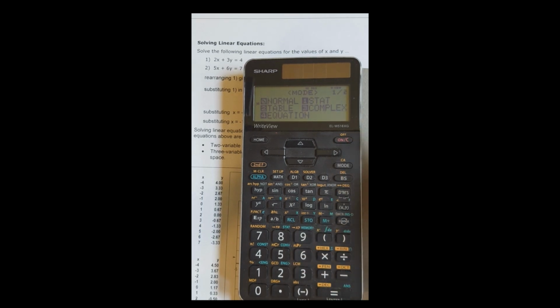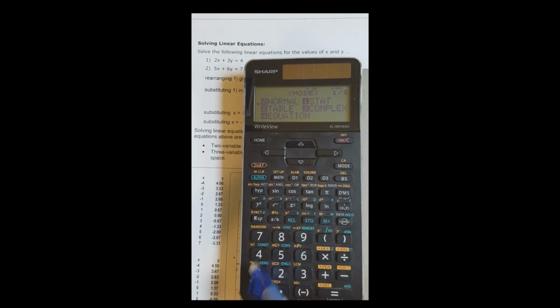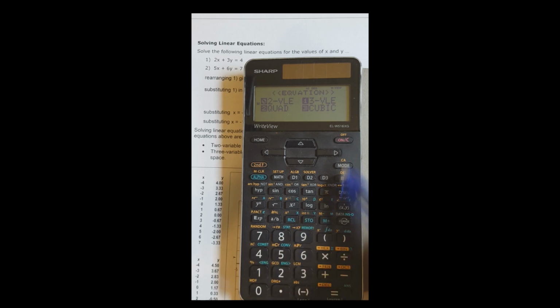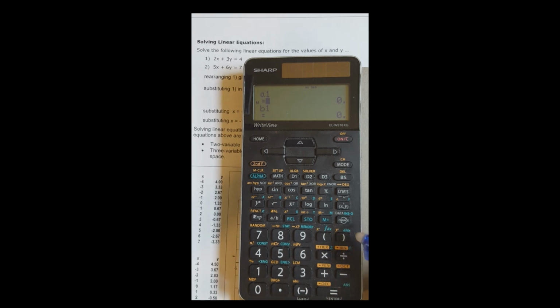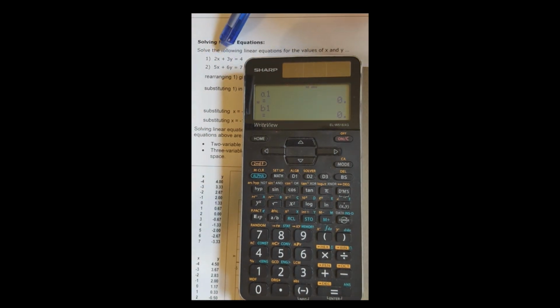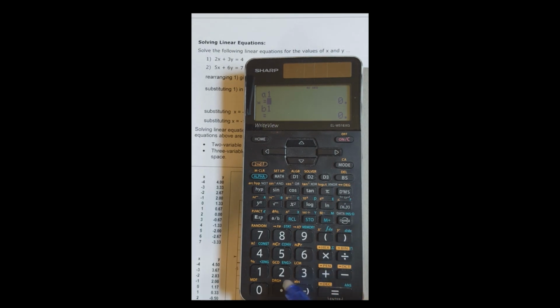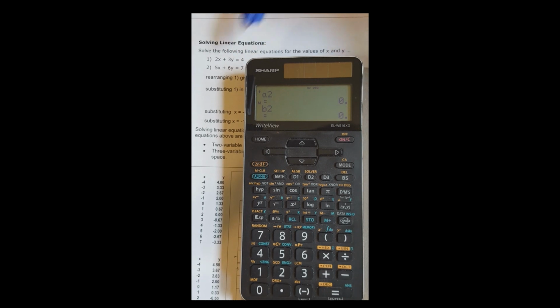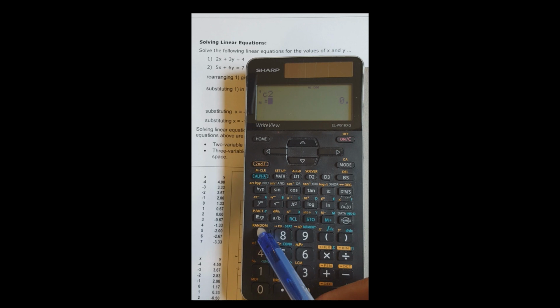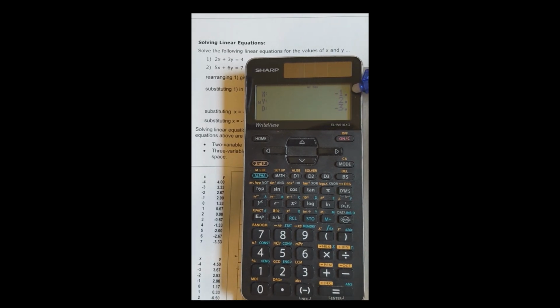We choose mode. 4 is equation. 0 is 2VLE. A1 is the coefficient of x, that'll be 2, equals, then 3, coefficient of y, then 4. So it's simply number equals, number equals, number equals. Here's the next one, 5 equals, 6 equals, 7 equals, and you get your answer. The point of intersection is x, y.